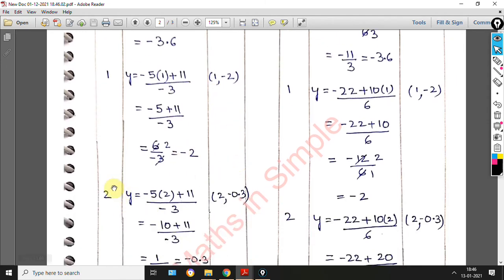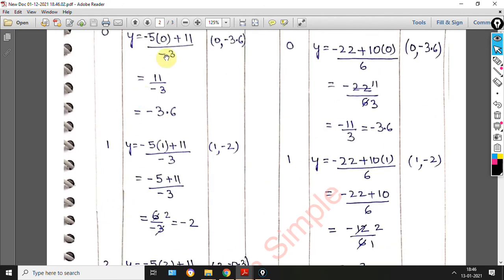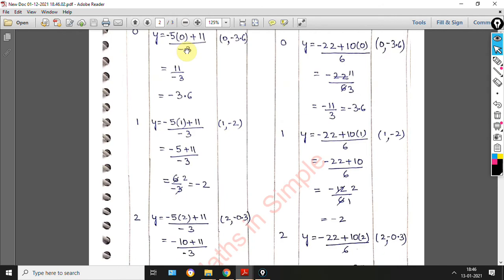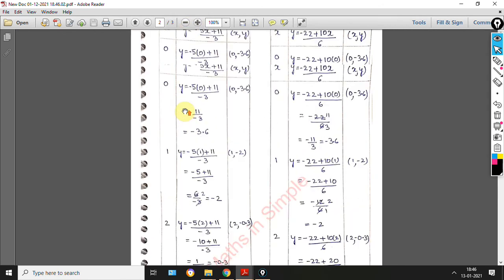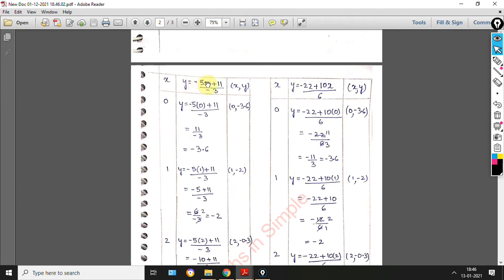Next, what are we doing? We are taking x as 2, so in the equation we have to substitute. So we will see the equation. What is the equation? y equal to minus 5x plus 11 by minus 3. So y equal to minus 5 is there, so we wrote minus 5 into, in place of x, what do we have to put? 2. So minus 5 into 2. x plus 11 is there, we are writing plus 11 divided by minus 3.